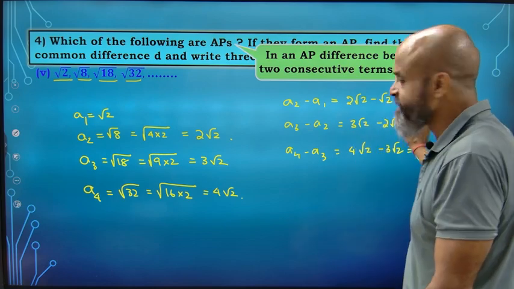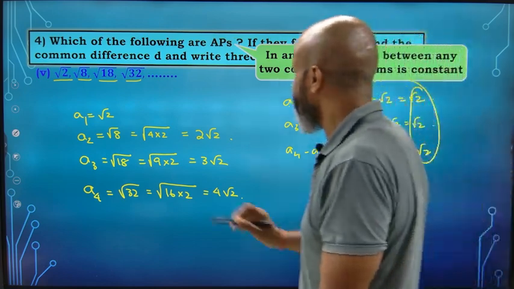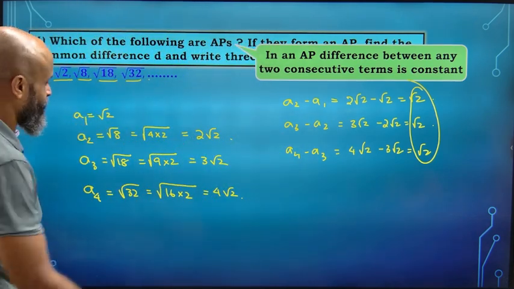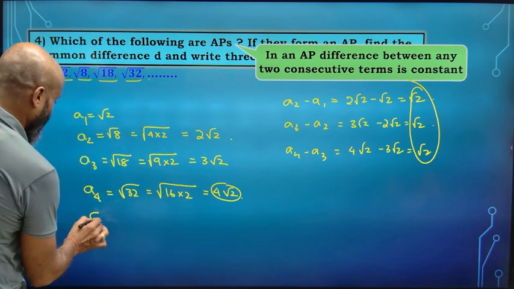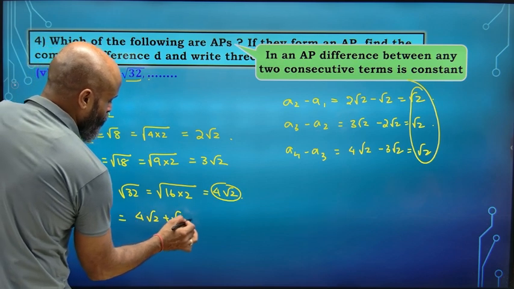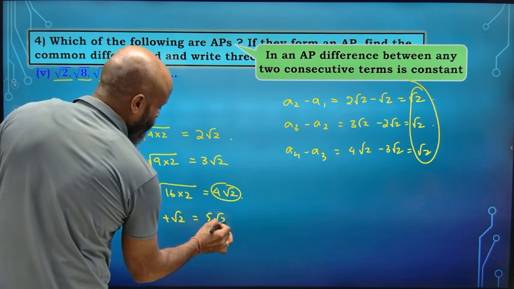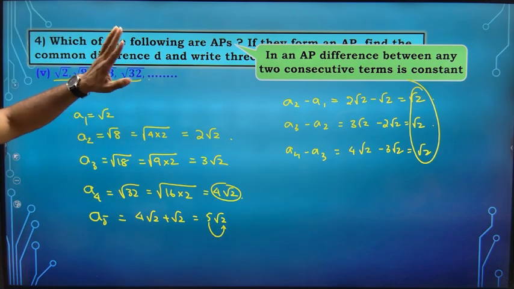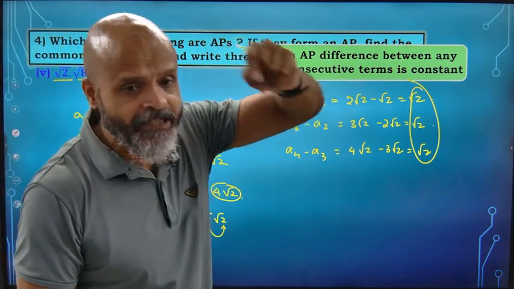Okay. So is this an AP? The answer is yes. So what will you have here? √32 is how much? 4√2. So a5 will be how much? 4√2 plus √2, that is 5√2. Now we take this 5 inside, because the pattern you see here is not outside, everything is inside the square root.